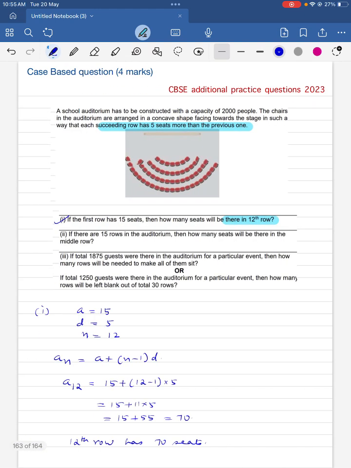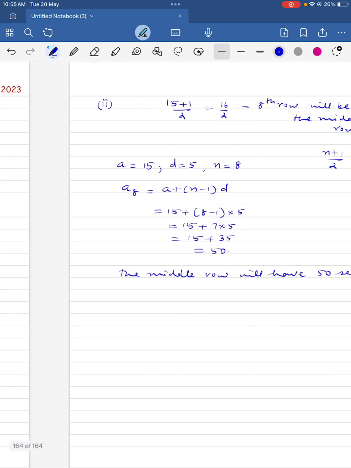Okay. Now let's look at the third part of the question. Now here they have said that if a total of 1875 guests were there in the auditorium for a particular event, then how many rows will be needed to make all of them sit? Okay, so they've given the total number of guests. That means they've given the value of the sum of all the rows together. Okay, so that is Sn is given to be 1875.